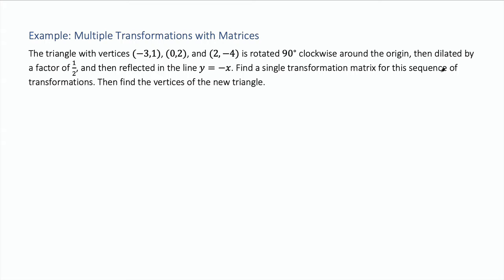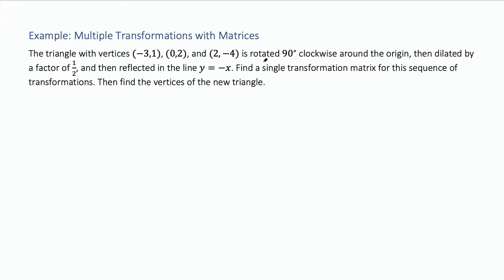For a sequence of multiple transformations, we can just take the matrices for each of them and multiply them. The important thing here is that the first transformation that happens is on the far right, and we write them out from right to left. That's the confusing thing here.